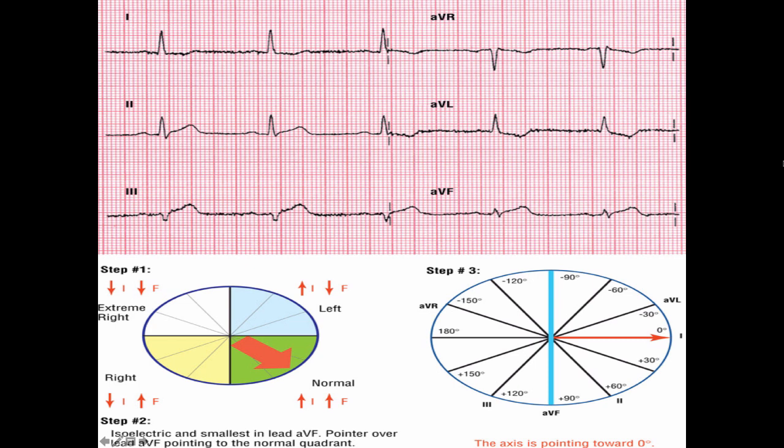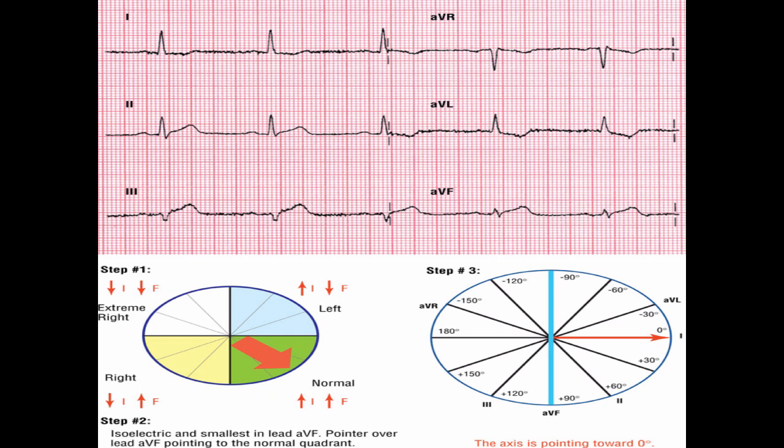So let's put this into practice. Let's look at example 1. So step 1, we're going to pick our quadrant. Lead 1 is upright. AVF is upright, even though it's a little bit of negativity to it, right? It's mostly upright, or a little bit more upright than it is negative. We picked our normal axis quadrant because we're upright and upright. We're positive and positive. But now we're going to pick our isoelectric lead.